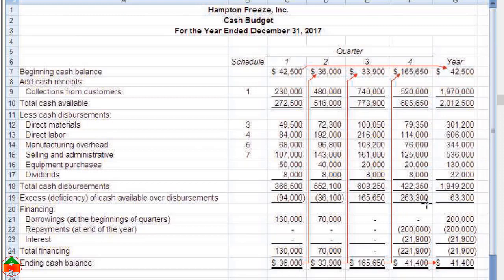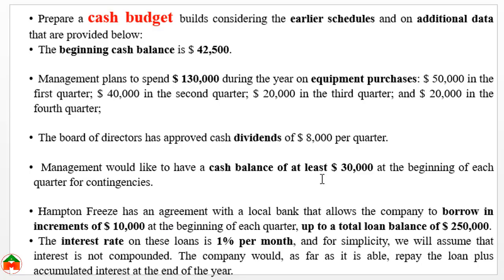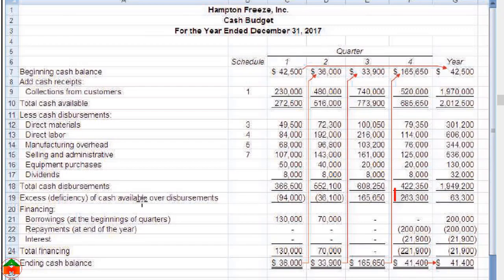and according to the company policy, we can see the company repays all the loan in the last quarter, and they need to pay interest rate 1% per month on the total loan. This is the excess of fund. Since we have excess of fund and we have a policy to repay the loan as well as the interest from the excess fund, that's why we need to calculate the interest as well as we need to pay the loan.